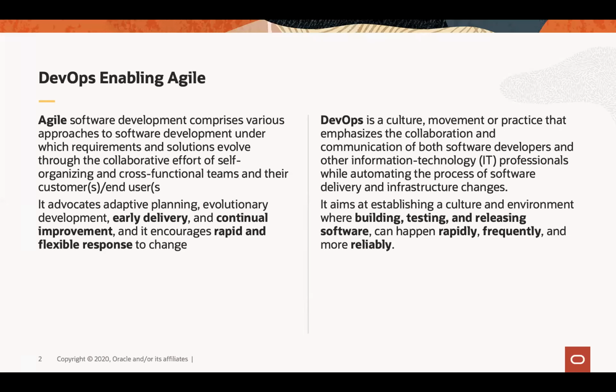DevOps is also a methodology. As you can see from the definition, they talk about a cultural movement and a practice. But at the end of the day, what it aims to do is provide an environment that allows you to build, test, and release software rapidly, frequently, and reliably. And you can see how the same adjectives are used to describe both Agile and DevOps in terms of doing things in a rapid way, in a frequent way, and in a reliable way.